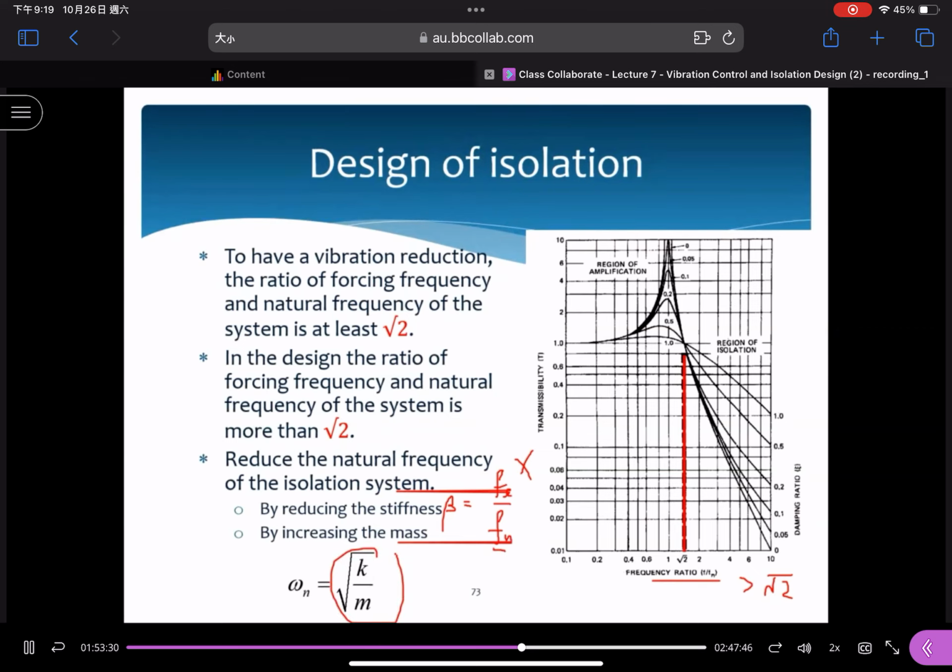If we consider a machine, we want to control the natural frequency. The only parameter we can adjust is the value of K. You can increase or decrease the stiffness depending on what types of springs you are going to install to support the system. The criterion is that you need to make sure that the frequency ratio must be larger than √2. In this case, we can go to the region of isolation. Okay, this is the critical point.